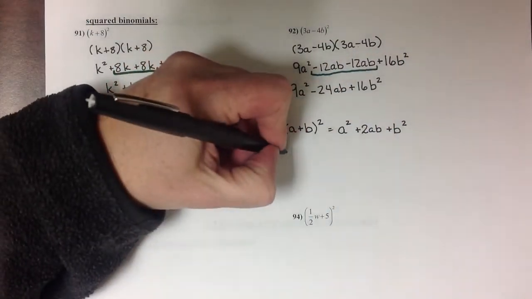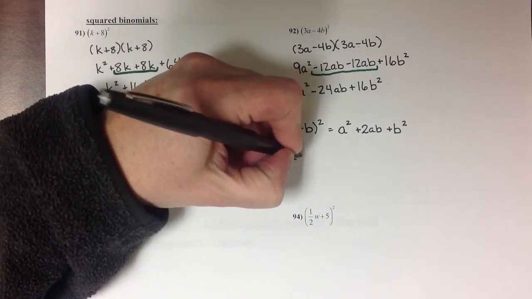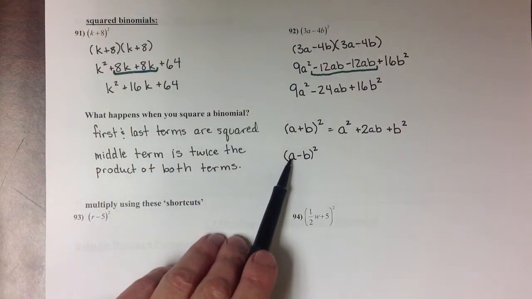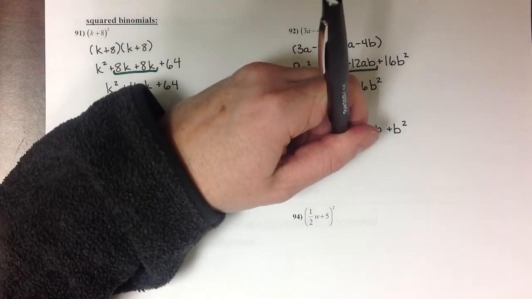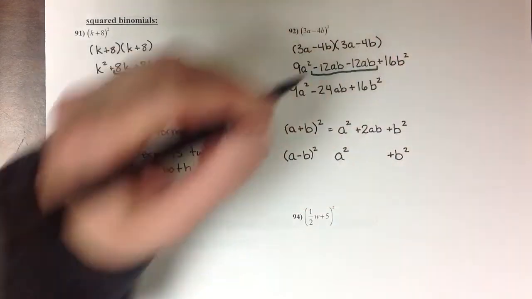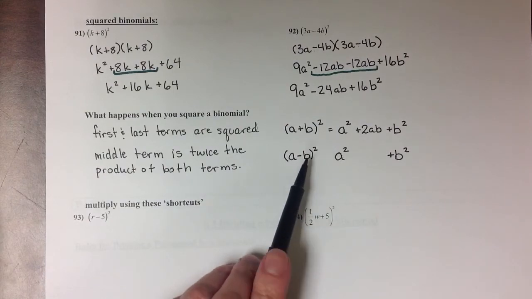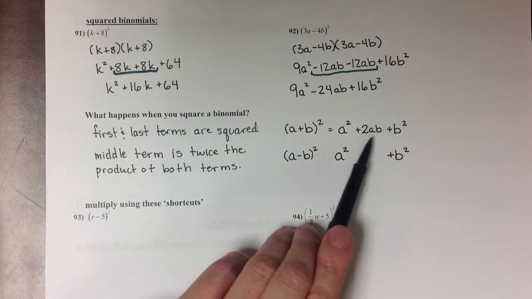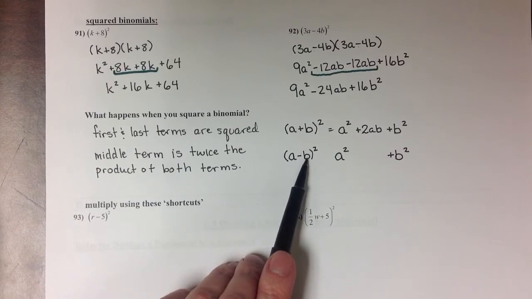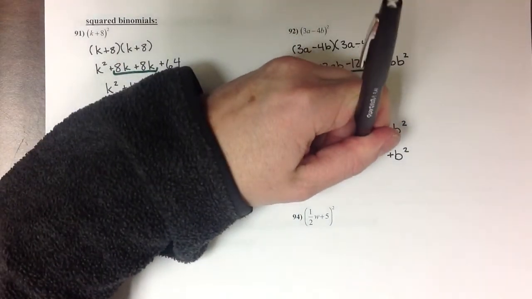If we have the difference of two terms, we still see that the first and the last are the terms squared, and they're positive because a negative b times a negative b is going to be positive again. And the only thing that differs here, it's still twice the product of these, but the product of an a and a negative b is going to be a negative ab. So twice it would be a negative 2ab.